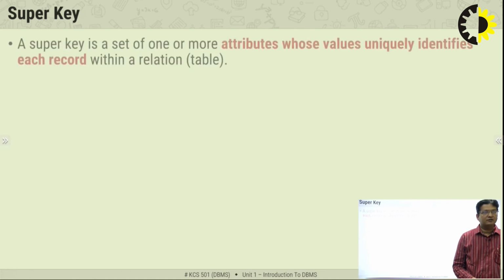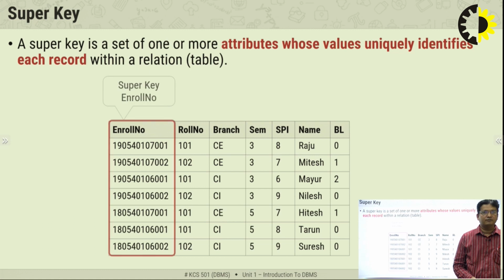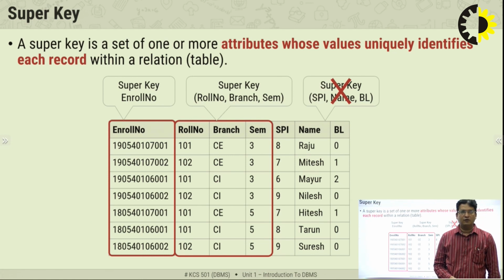A super key is an attribute or set of attributes which allows for unique identification. Consider the following example. Here the table has the following set of attributes: enrollment number, roll number, branch, semester, SPI (student progress index), name (student name, of course), and BL, which means backlog.